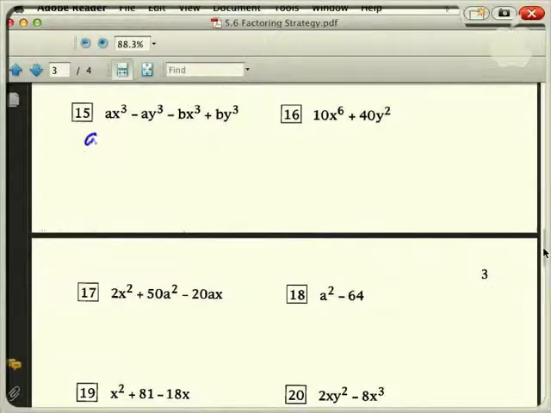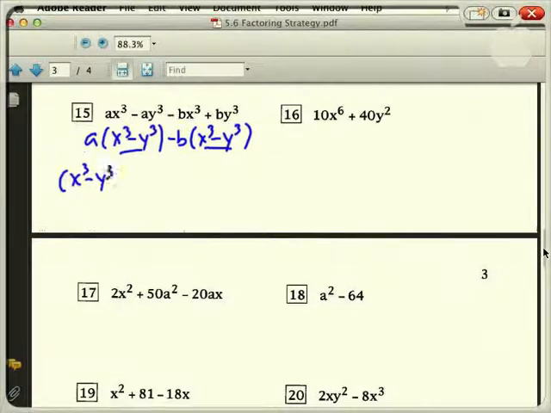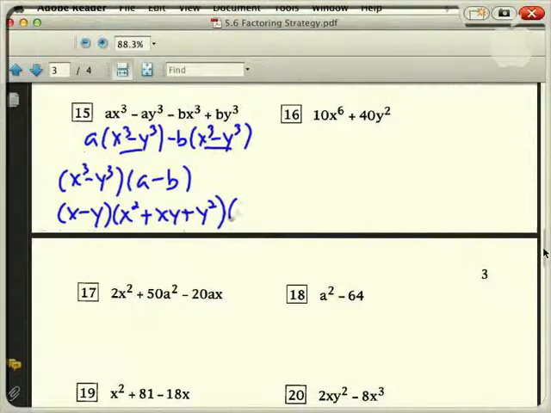We can take an a out of the first 2 terms and a minus b out of the last 2 terms. And you notice now we have these matched, so this is grouping. Take x cubed minus y cubed out. And we can factor that further. X cubed minus y cubed is the difference of 2 cubes. So we'd have x minus y times x squared plus xy plus y squared times a minus b.